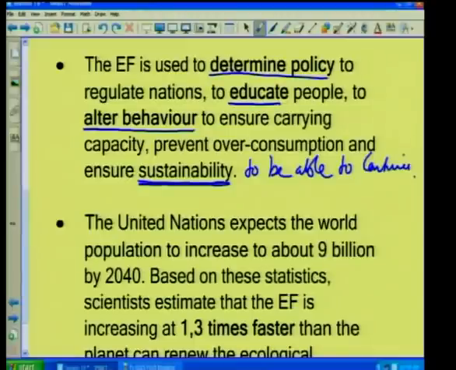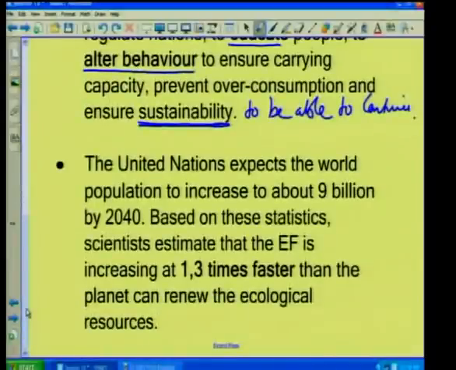Now, the United Nations, shame, they work very hard at this, expects the world population to increase to about, now look at this, 9 billion by 2040. Based on these statistics, they reckon that the ecological footprint is increasing 1.3 times faster than the planet can renew its ecological resources. And you don't have to be Einstein to figure out that if we are using our ecological resources faster than we can replace them, we are going to have a huge, huge problem.